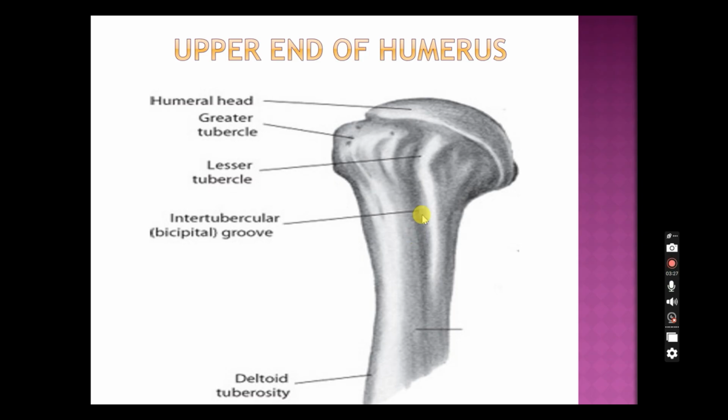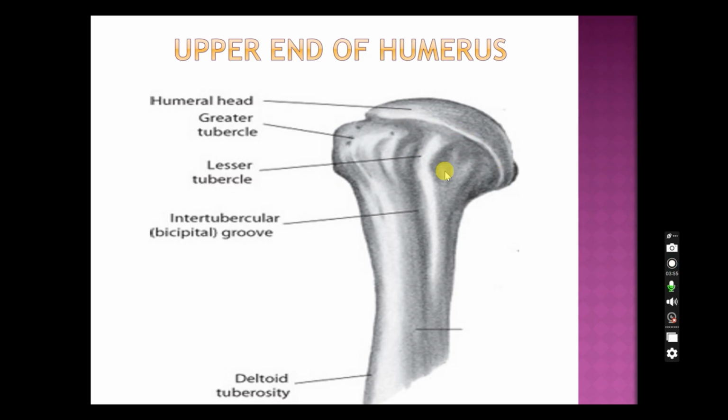So let's talk a bit about the head of the humerus. This is the head of the humerus, which is covered by hyaline cartilage and which takes part in the formation of the shoulder joint along with the glenoid cavity of the scapula. Now, this area where the head of the humerus meets the remaining part of the upper end is the anatomical neck of the humerus.